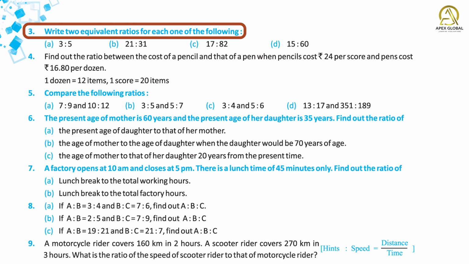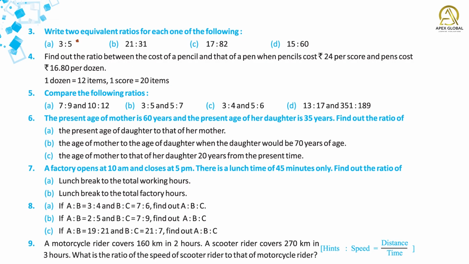Question 3. Write two equivalent ratios for each one of the following. A. 3 ratio 5. Solution 6 ratio 10, 9 ratio 15. B. 21 ratio 31. Solution 42 ratio 62, 63 ratio 93. C. 17 ratio 82. Solution 34 ratio 164, 51 ratio 246. D. 15 ratio 60. Solution 30 ratio 120, 45 ratio 180.